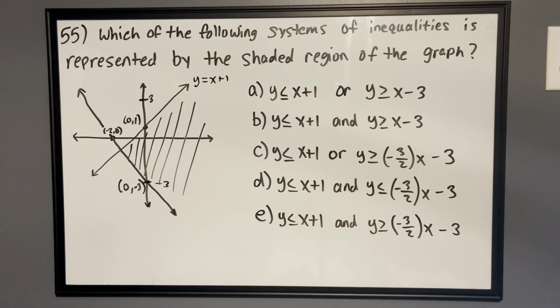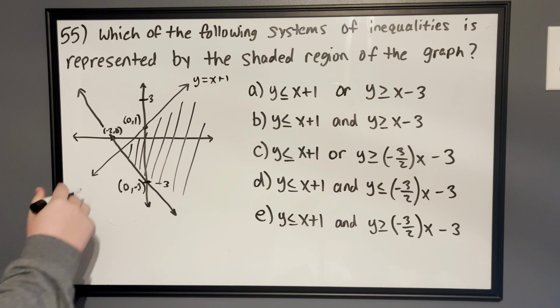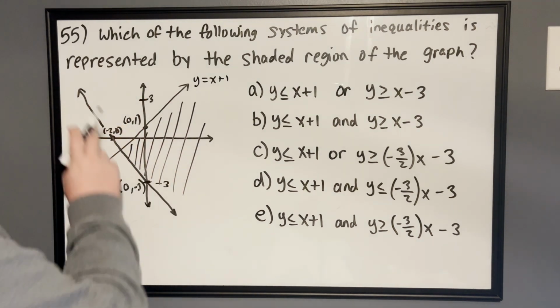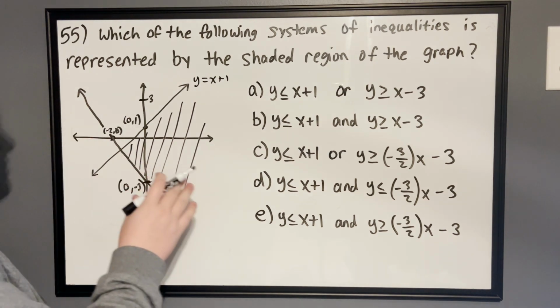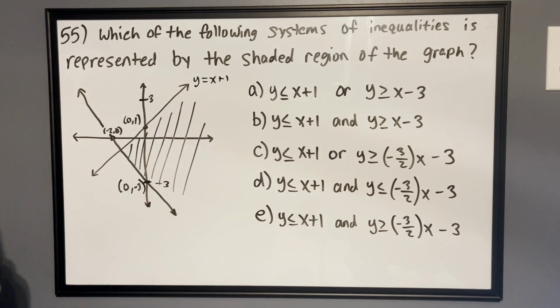We also know that it can't be or, because it has to be and. The reason for that is because we know it's already less than, but it also has to be greater than this line right here. So it has to be and. It can't be anything with or. So that means that our options are down to D and E.